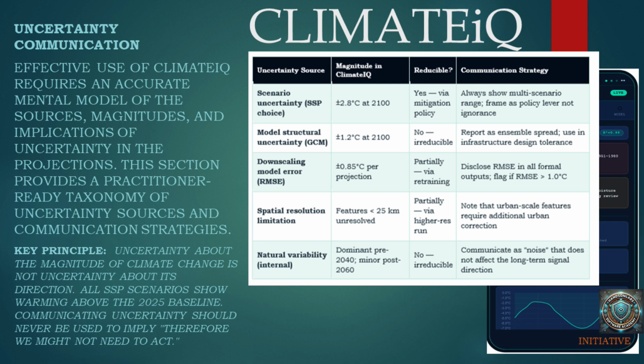The key principle is that uncertainty about the magnitude of climate change is not uncertainty about its direction. All SSP scenarios, okay, that's the key indicator, show warming above the 2025 baseline. All right. Communicating uncertainty should never be used to imply, therefore, we might not need to act. So this is just a brief table that describes guidelines towards this. You have the uncertainty source, the magnitude, ClimateiQ, the reproducible indication whether it's yes or no, then the communication strategy.